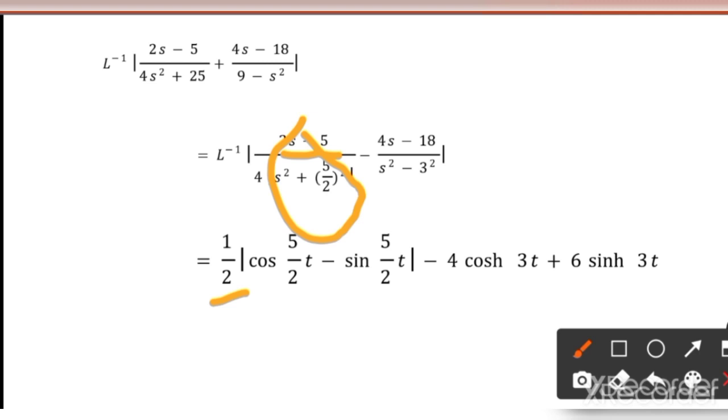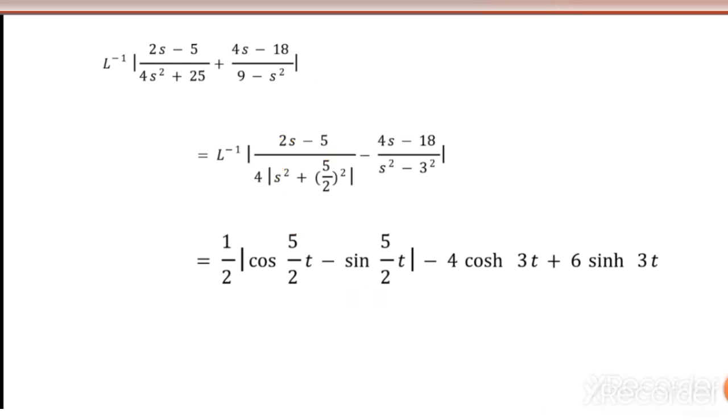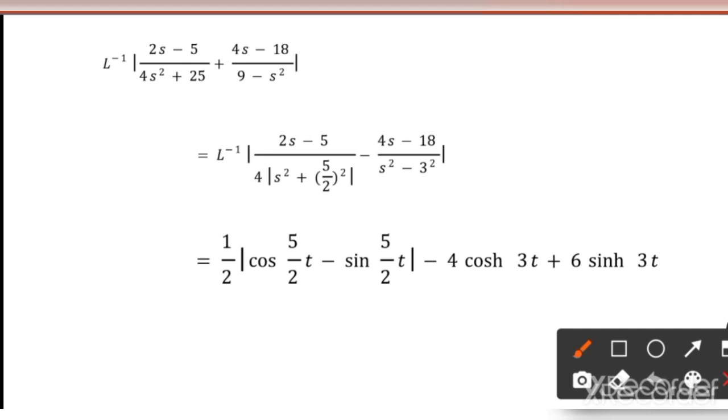Apply L inverse on that. That gives cos 5 by 2 t. Another is 5 by 2 by s square plus 5 by 2 the whole square. We have 4 terms altogether. In the first we have 2 terms, split that. So it is a by s square plus a square format. That's why it is sin a t. Correct? Now the second, what we have is 4 times, you can split term by term, 4 times s by s square minus 3 square. That is hyperbolic because we have a minus in the denominator.